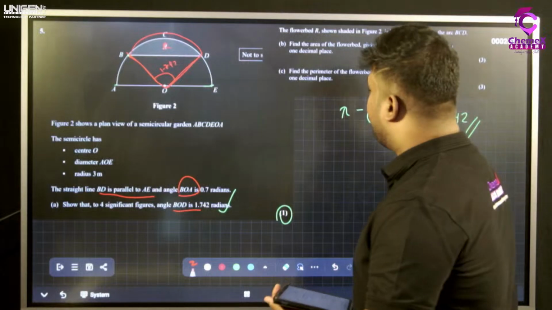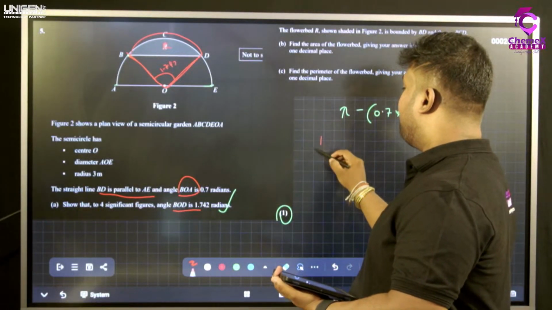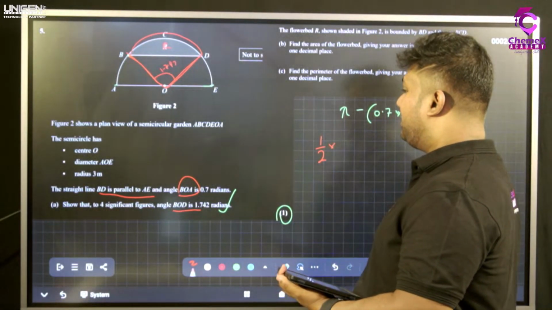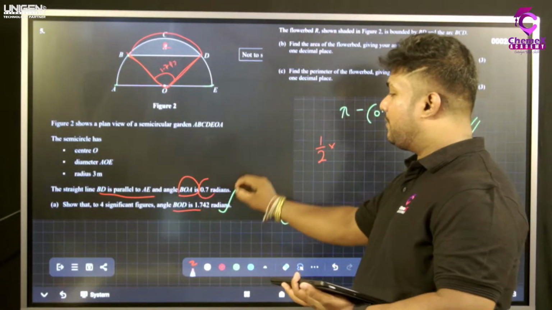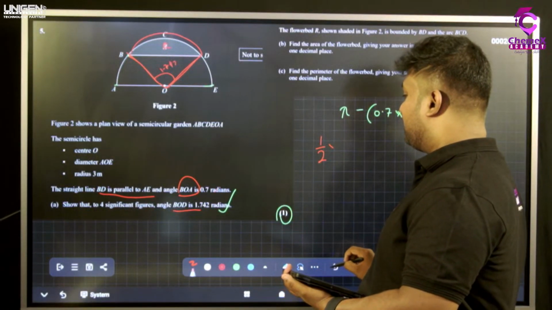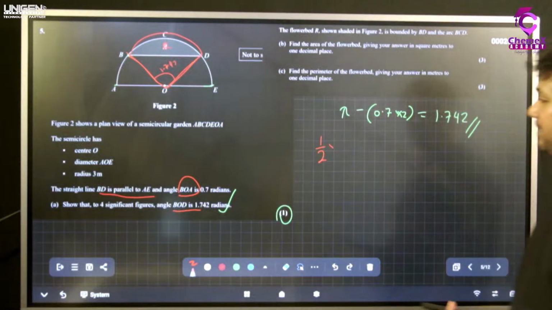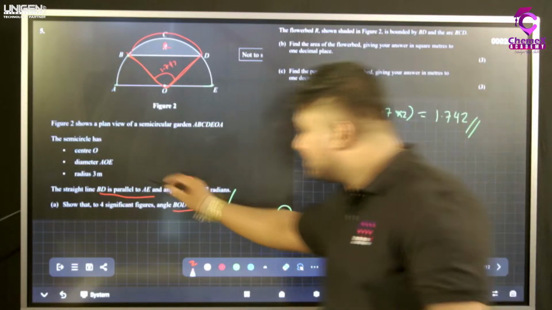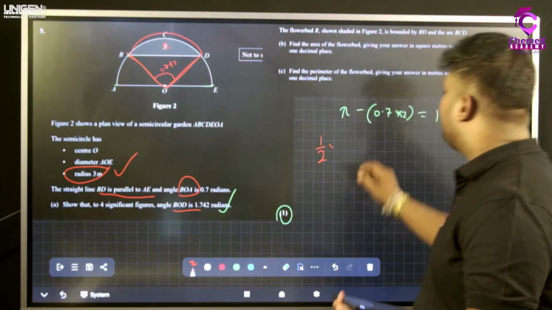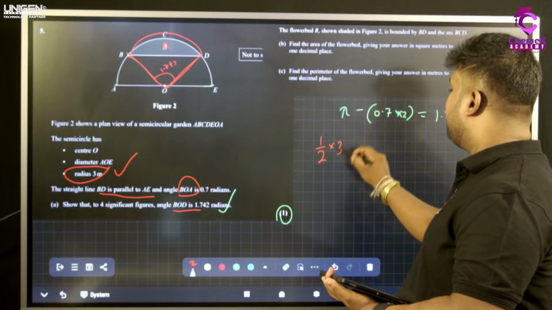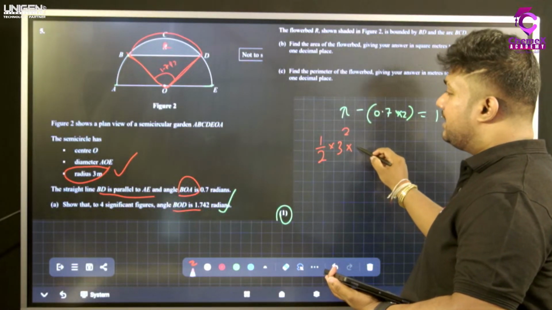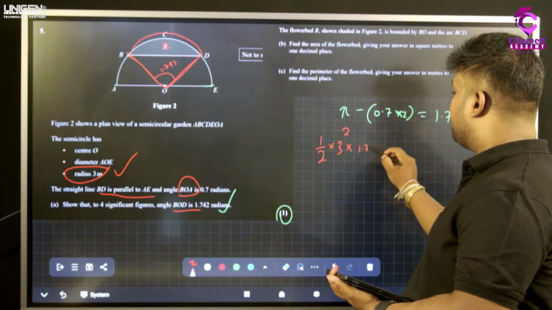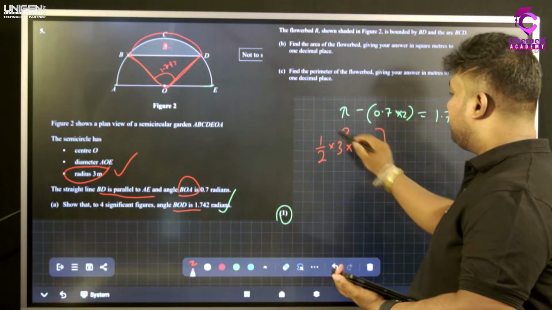How do you find the sector area in radians? Half r squared theta. What is r? R is not given, right? So how do you find it? Radius is given. Where? Radius 3, 3 meters. Yes, good. So half r squared theta means half into 3 squared into theta, how much is that? 1.747. This is the area of the sector.